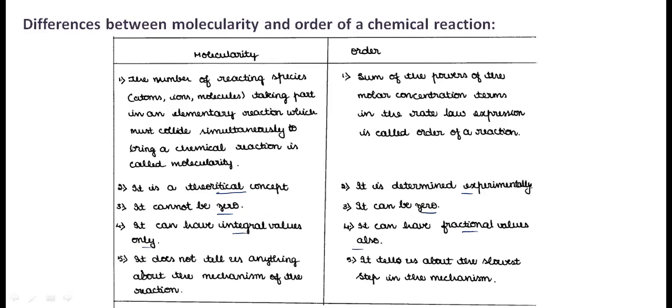Then one more point of difference. Molecularity does not tell us anything about the mechanism of the reaction, whereas order will, because the slowest step in the mechanism is the rate determining step or order determining step. So these points will clearly explain the difference between molecularity and order. Along with this, you can take a few examples to give the difference points. With this, we have completed a few basic concepts.